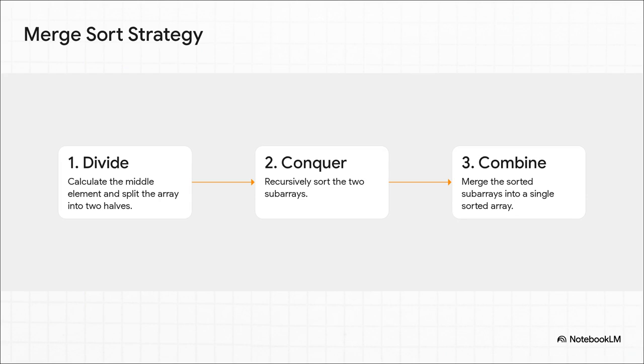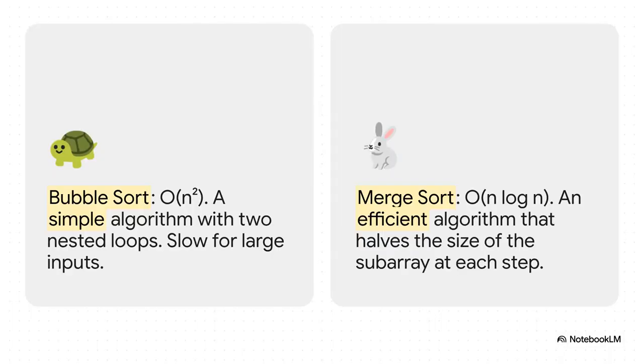First, you just divide the list in half, and then you divide those halves in half. You keep doing this over and over until you're left with a bunch of tiny lists with only one item each. And guess what? A list with one item is already sorted. The real magic happens in the combine step, where you cleverly merge all those little sorted lists back together. Now, the difference in speed here is just mind-blowing. O(n)² versus O(n) log n isn't just a little bit faster, it's a whole different universe.